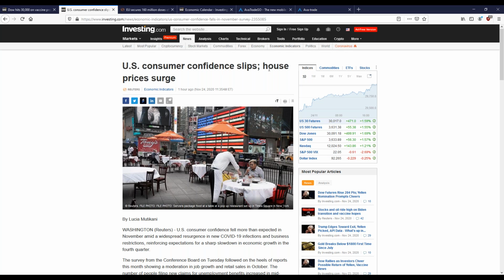US consumer confidence slips, but house prices surge. The housing market in the US has been booming ever since the recovery of the markets came through this pandemic. Interest rates have been at an all-time low for obvious reasons to help with this pandemic. And because the interest rates were at an all-time low, people were snatching up houses like crazy in the US. And so house prices have gone up, builders have had a lot of business, etc. So that's actually a positive news story also today on the markets.